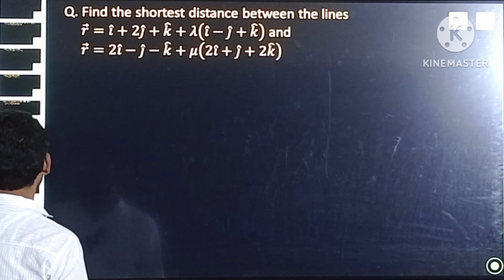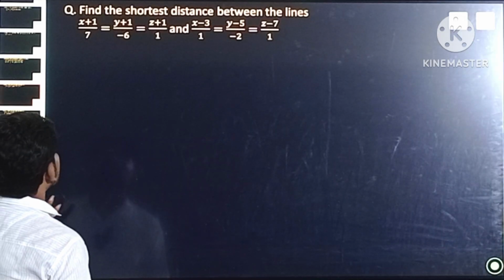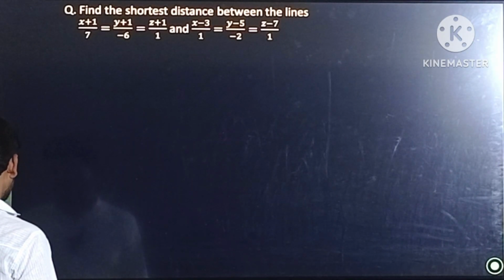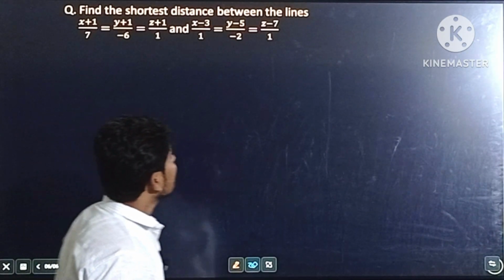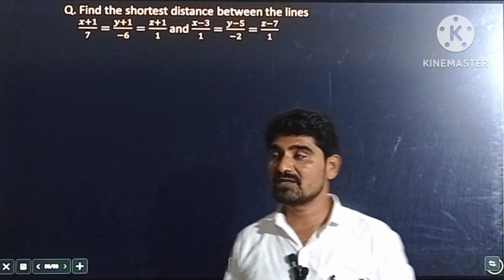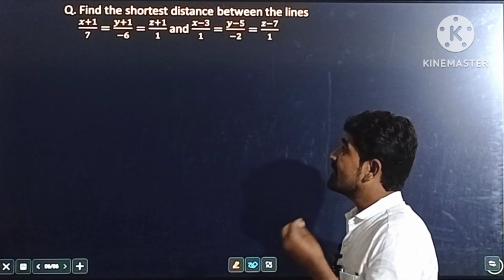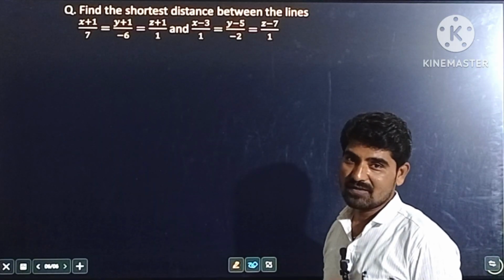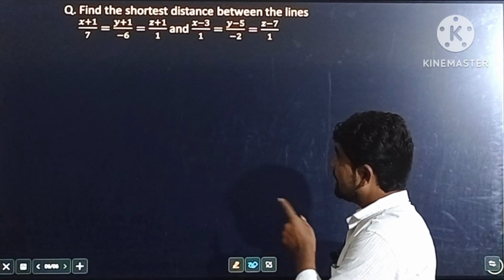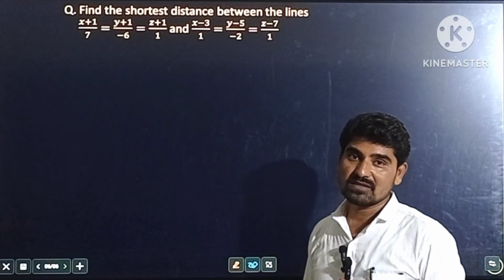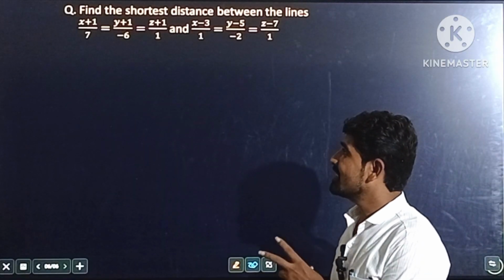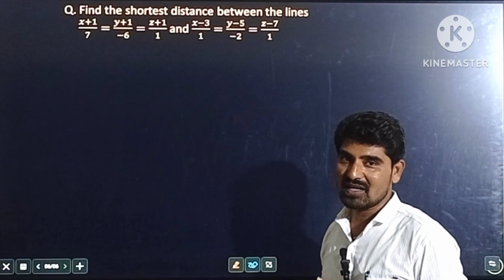And the next question is, find the shortest distance between the lines. In this question also we need to identify the shortest distance between the given two lines. But in this question he has given the Cartesian equations of the lines. So to identify the shortest distance between these two lines, first we need to know whether the given lines are skew lines or parallel lines.